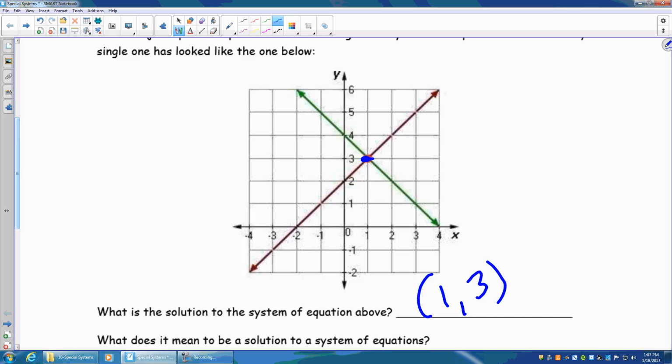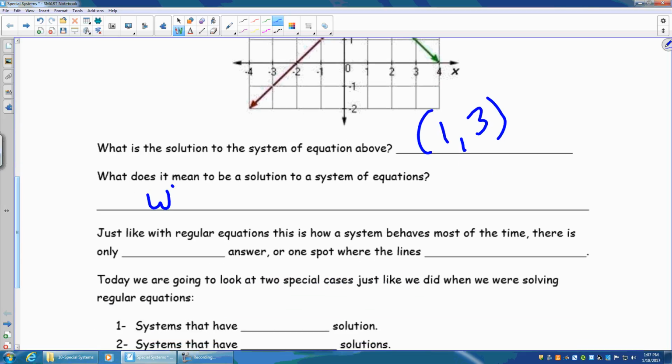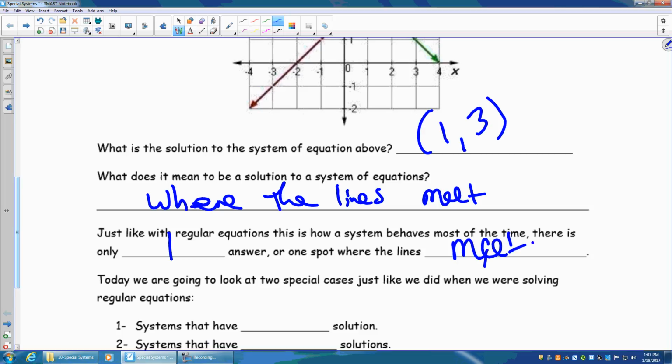Now, what does it mean to be a solution to a system of equations? That's what we just said. That's where the lines meet. But just like with regular equations, this is how a system behaves most of the time, where there's only one answer, or one spot where the lines meet. But these notes, just like the end of our equations chapter, are not about ones like that. It's about one that happens just like 5% of the time, rarely ever.